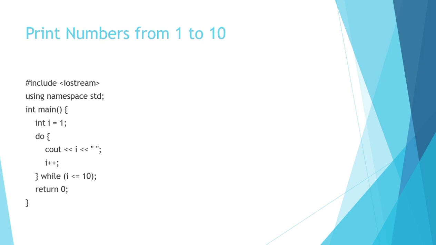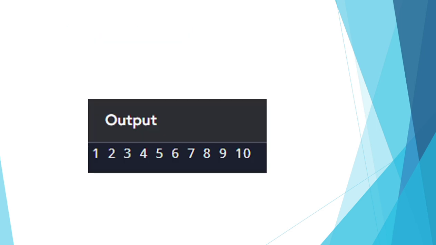return 0. After the loop finishes executing, the return 0 statement is executed. return 0 indicates that the program has executed successfully and is ending without errors. In C++, returning 0 from the main function typically signifies a successful execution. After successful execution, the output will be like this.